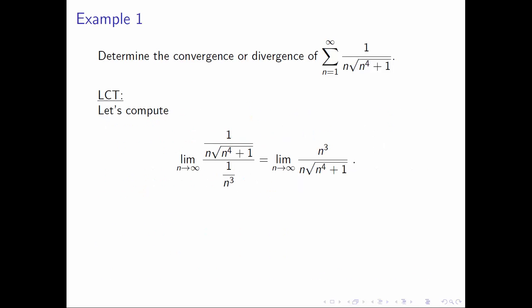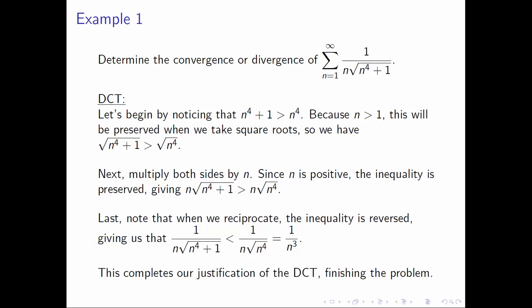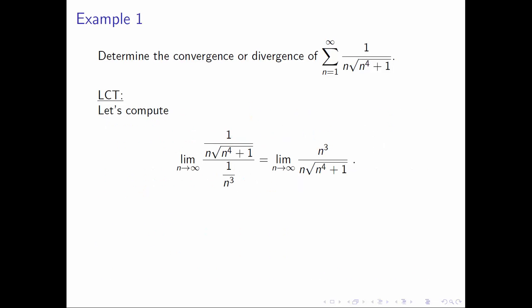Now let's suppose we wanted to finish the problem using the limit comparison test. What we need to do, as we saw before, is look at this pretty nasty limit, which is a fraction of fractions. So the first thing I'll do is simplify that a bit by multiplying by the reciprocal of 1 over n cubed, so that I am computing the limit as n goes to infinity of n cubed over n times the square root of n to the 4th plus 1.